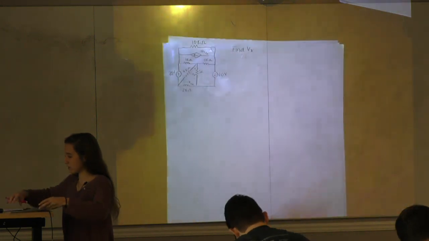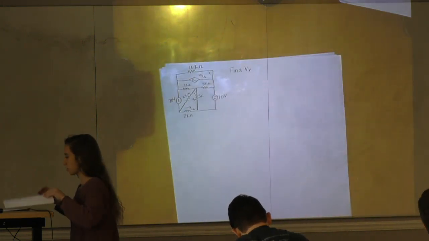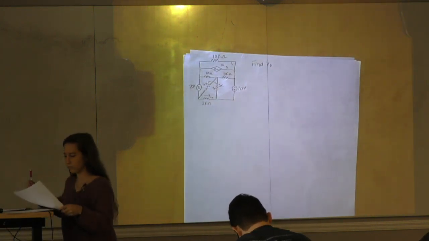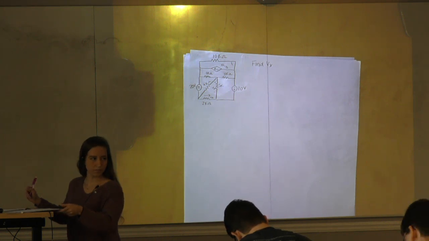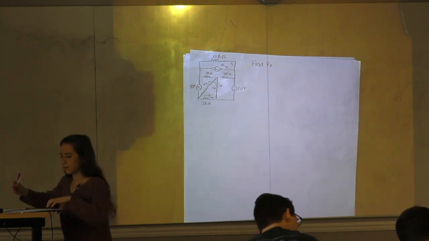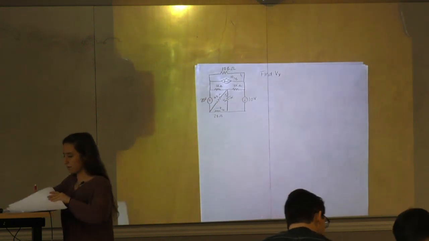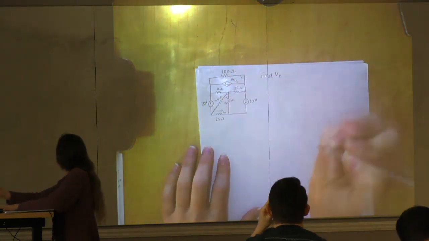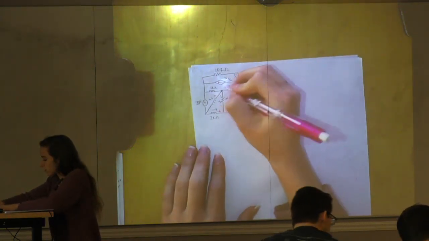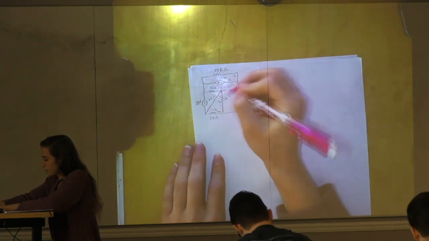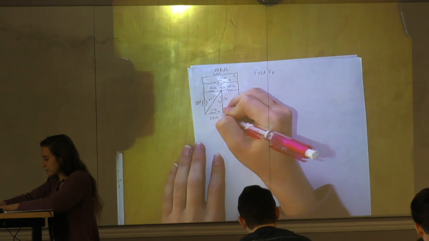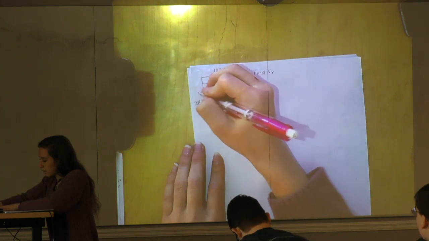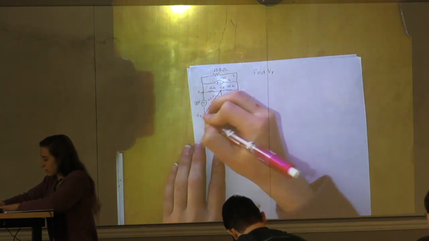All right. Let's go ahead and get started. For this one, we are trying to find Vx using nodal analysis. We're going to start by naming our nodes. We'll name this one Vx. We'll have a supernode here. This is our ground. We'll call this V1 and V2.